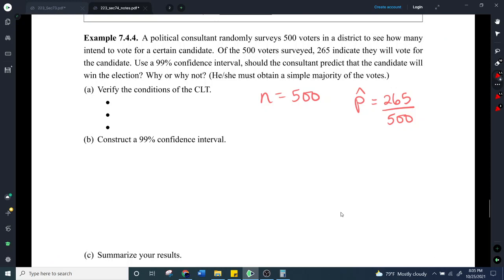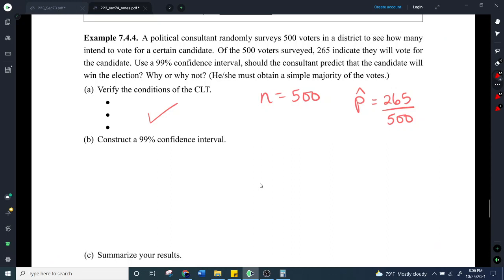So it says use a 99% confidence interval to decide if the consultant should predict whether or not the candidate will win the election. Verify the central limit theorem is met. I'm going to skip this part for now. I think you got the hang of it. We've got a very large sample here, so I think we're probably okay. Let's go ahead and actually compute the confidence interval, and I'm going to do this by hand just for practice.